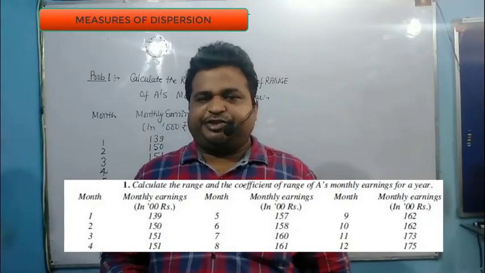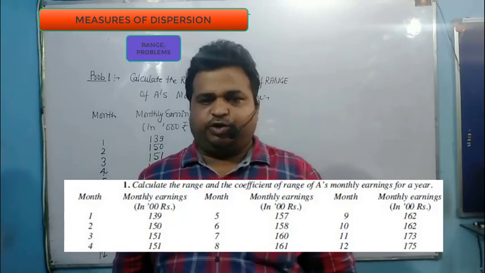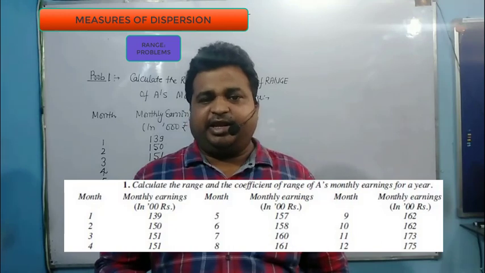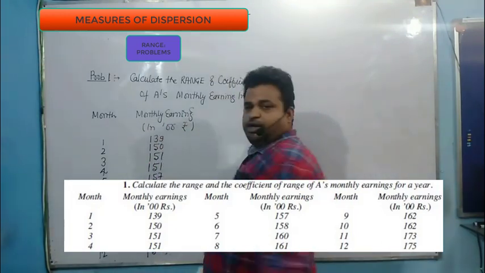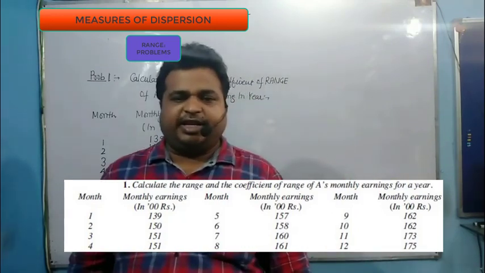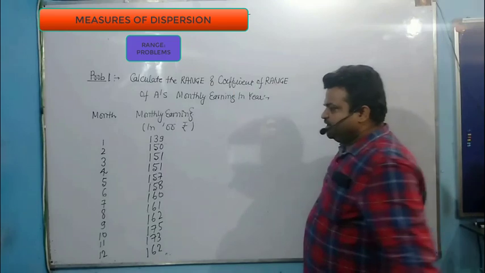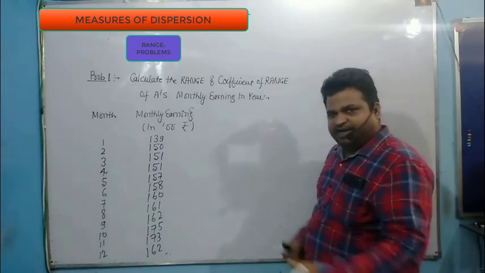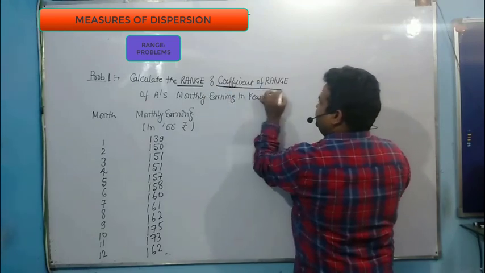Calculate the range and coefficient of range. A is the monthly earning of a year. Months from 1 to 12 are mentioned, and the monthly earning in 100 rupees is mentioned to you. You need to find out the range and coefficient of range. Look at the board. This is the numerical which I already displayed on the screen.